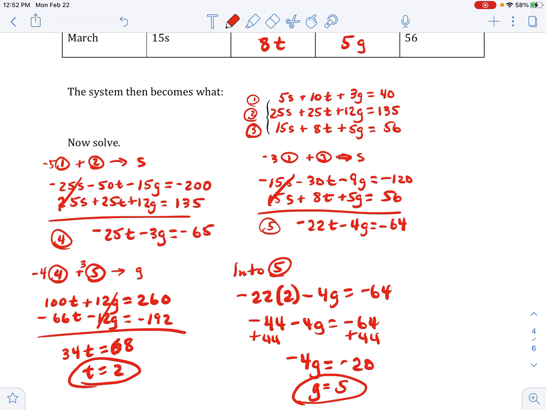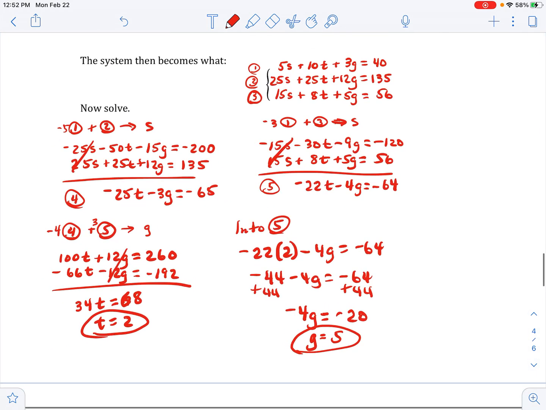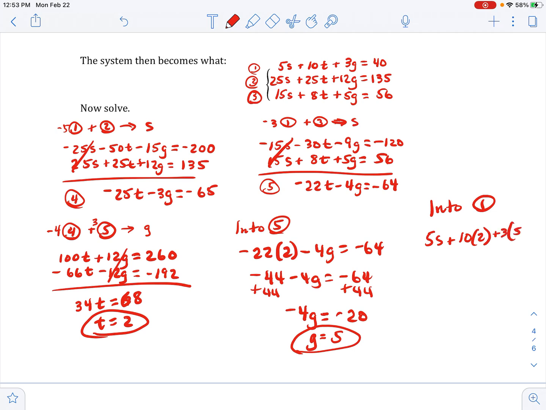And lastly, we're going to go back up into equation 1 and solve for s. So we got 5s plus 10 times 2, plus 3 times 5 equals 40, and I just write a little space there. 5s plus 20 plus 15 equals 40. 5s plus 35 equals 40. That means 5s is equal to 5, which means that s is equal to 1, and songs are $1.